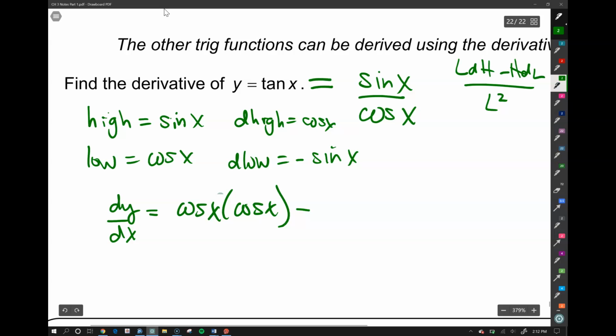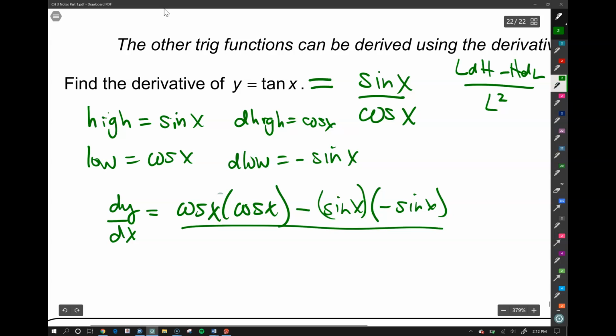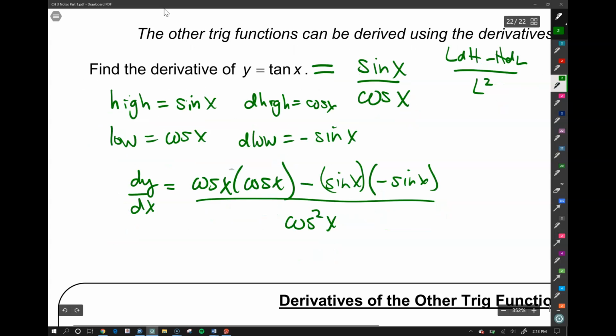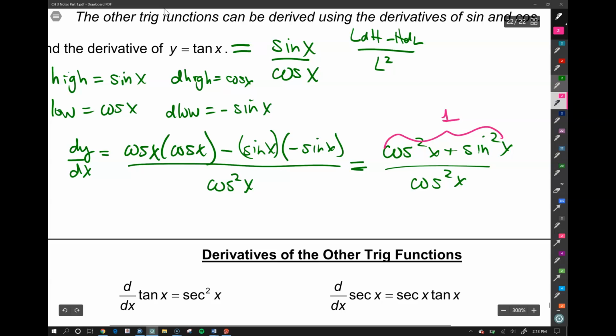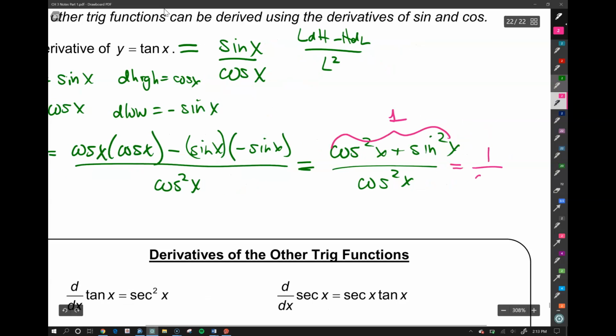Okay, minus high. Well, high is sine, and then you're multiplying by d low, which is going to be a negative sine. All over, cross the line and square the low. The low is cosine, so it's going to be cosine squared x. All right, so simplify the top. Cosine squared x minus the negative sine squared x. The negative in front of sine, and then we have negative sine. Cosine squared x plus sine squared x. So this whole portion right here is equal to 1. So that's just 1 over cosine squared x.